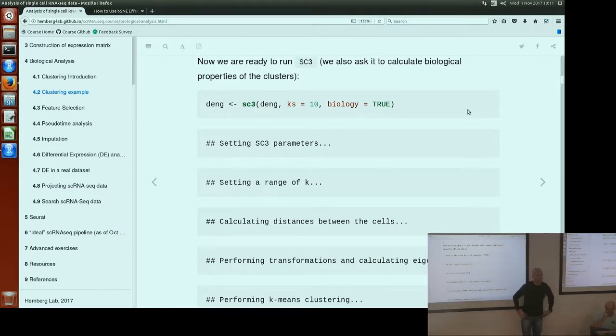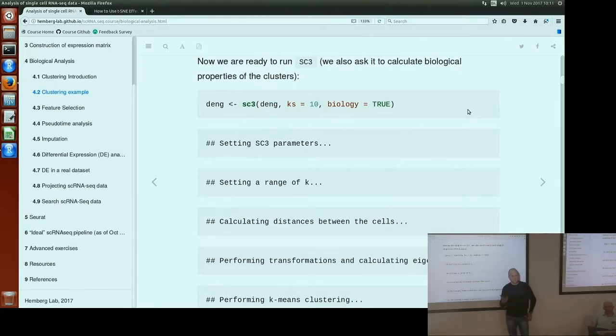Why did we set it as 10 when the estimate said 6? Because the original labels have 10 cell types, so I just wanted to run it against the original cell labels. You can run it with 6 as well.